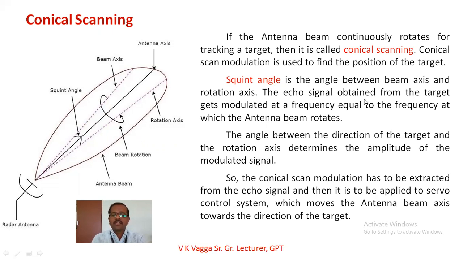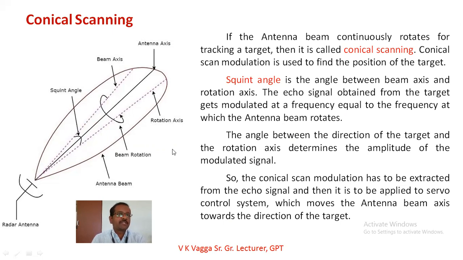The echo signal obtained from the target is modulated at a frequency equal to the frequency at which the antenna beam rotates. And the angle between the direction of the target and the rotation axis determines the amplitude of the modulated signal. So the conical scan modulation has to be extracted from the echo signal, then applied to the servo control system, which moves the antenna beam axis towards the direction of the target.